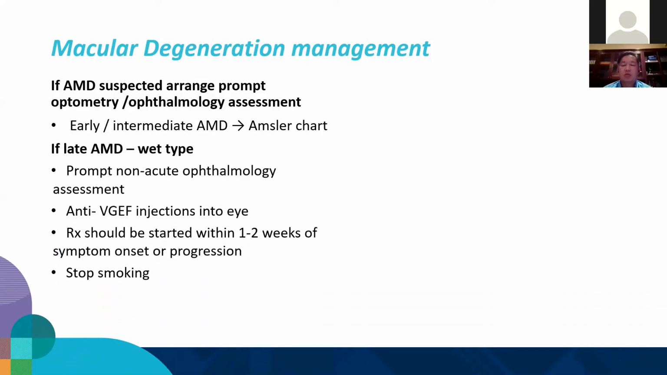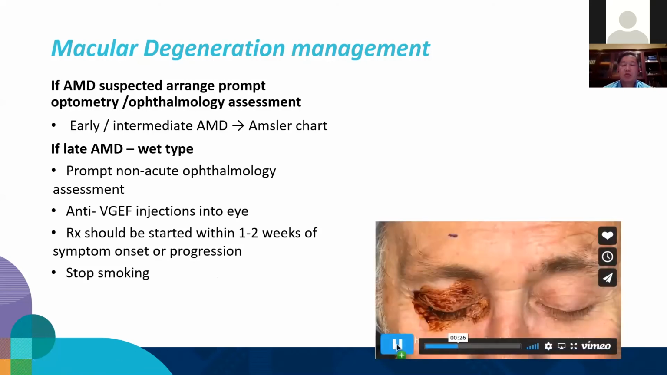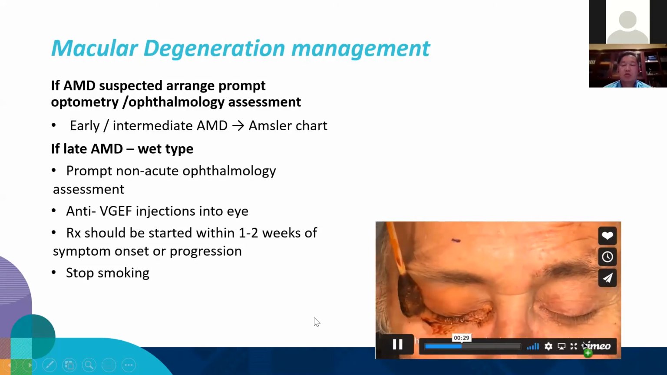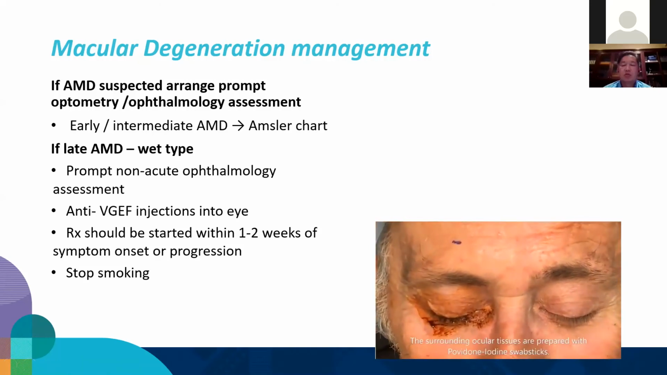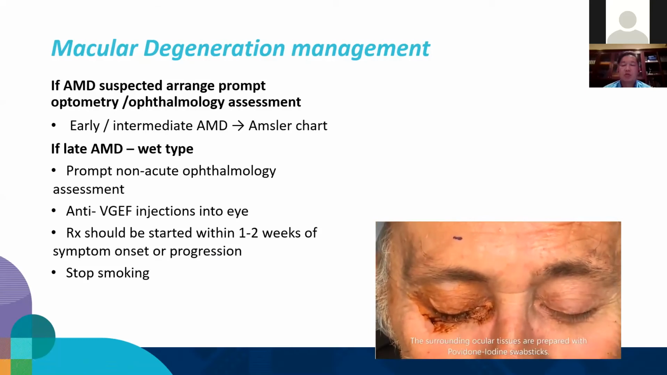If it's late macular degeneration, basically you need a prompt ophthalmic assessment, and we treat these with anti-VEGF injections into the eye, which should be started soon, and patients should stop smoking. So I'm sure you have patients who are undergoing treatment for macular degeneration.